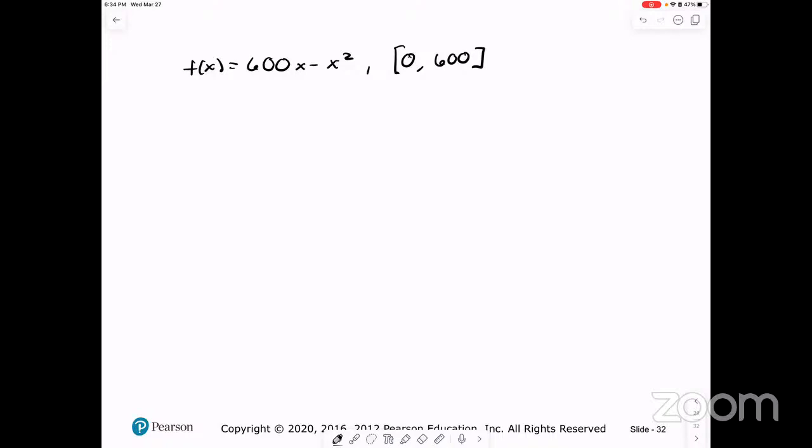So then each delta x for part A, I think earlier we said b minus a over the number of subintervals. I'm just going to call it n. So in this case, that's going to be 600 minus 0, and we want 6 subintervals. So then each delta x needs to have a width of 100 units, right?